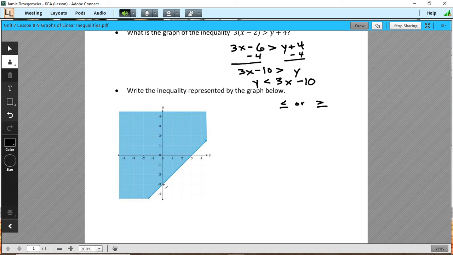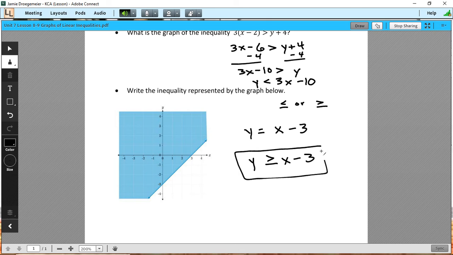And looking at our slope, we're going up 1 and to the right 1 each time to get to the next point. So 1 over 1 is just a slope of 1. So thinking about the equation of our line would be y equals 1x, or x, minus 3. Negative 3 is our y-intercept. But this is an inequality, so instead of using equals, we need to either use less than or equal to or greater than or equal to. Our shading is above the line, so that tells us that it's greater than or equal to x minus 3. And so this would be our inequality to represent that graph.